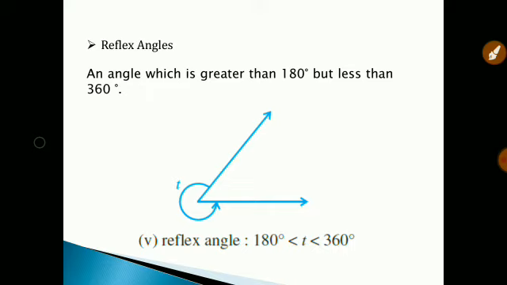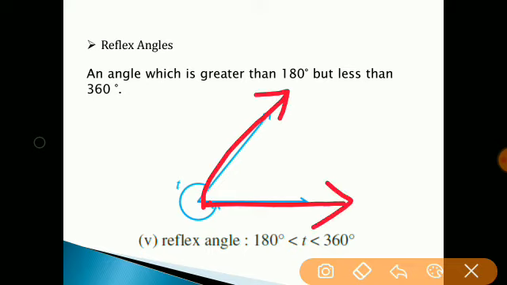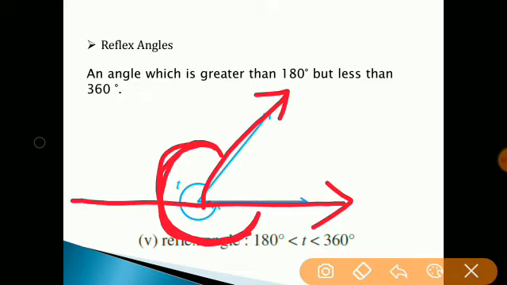Now reflex angle. An angle which is greater than 180 degrees but less than 360 degrees is called a reflex angle. Here in this figure we can see two rays, but the angle is here. So we can easily find out that this is more than 90 degrees and this is of course 180. So greater than 180 degrees but less than 360 degrees is called our reflex angle.